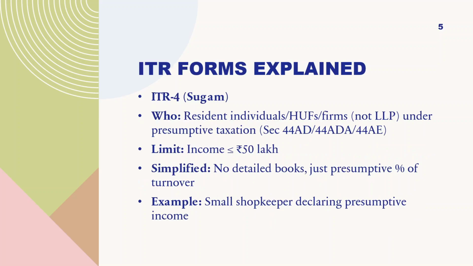And ITR 4, we also call it Sugam. It is applicable for resident individuals, HUF, and firms, not an LLP, under presumptive taxation like 44AD, 44ADA, 44AE. So here you can presume your income and pay tax accordingly. The income limit is less than 50 lakh. It's simplified, you don't need to prepare books of accounts, just a presumptive percentage on turnover.